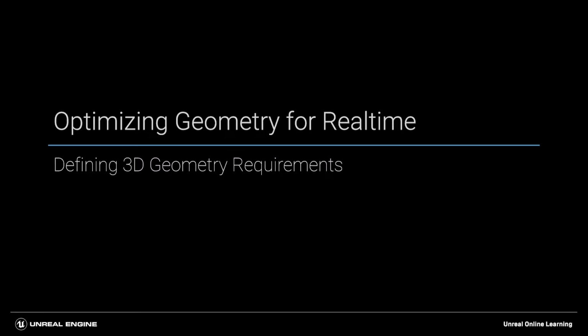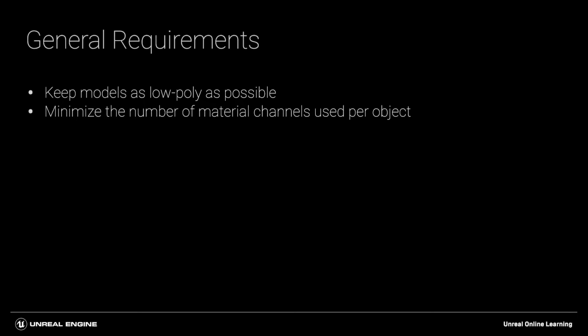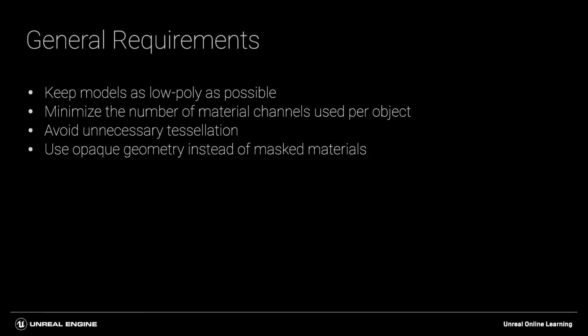There are a few general characteristics that we should keep in mind for any geometry that we model or import into Unreal Engine. Broadly speaking, we want to keep our models as low poly as possible without sacrificing visual quality. We want to minimize the number of material channels that we use per object. We should avoid unnecessary tessellation in our models. And when possible, we should use opaque geometry instead of masked materials.